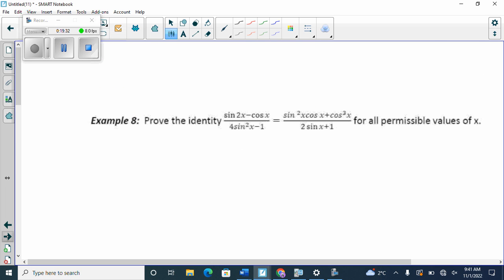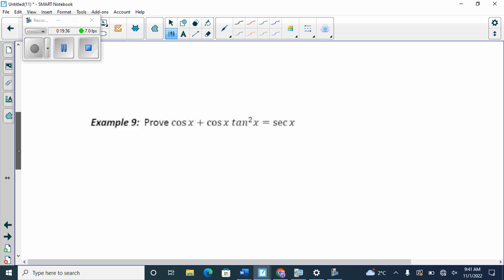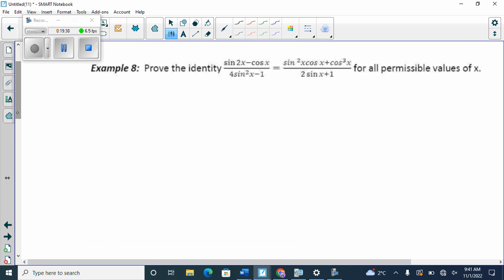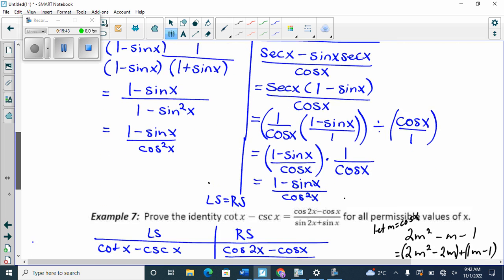And we have example 8 and example 9 to try. I'll bring 7 back just so if someone wants to write it again, they can.